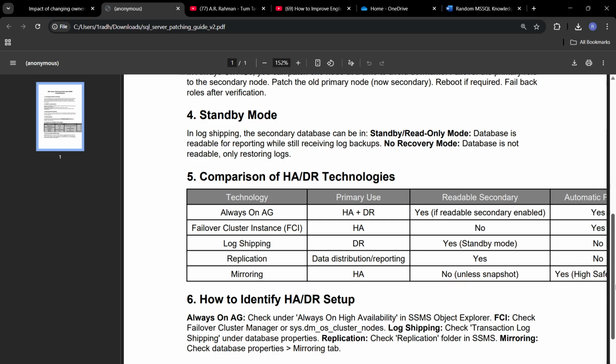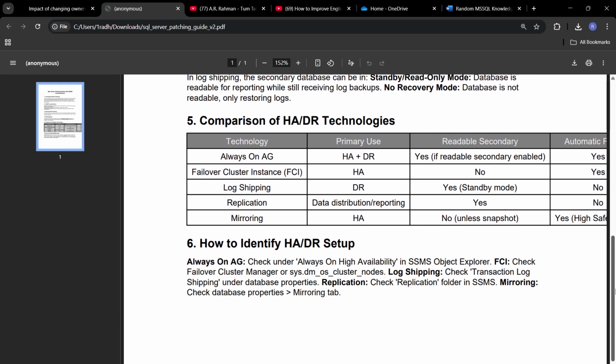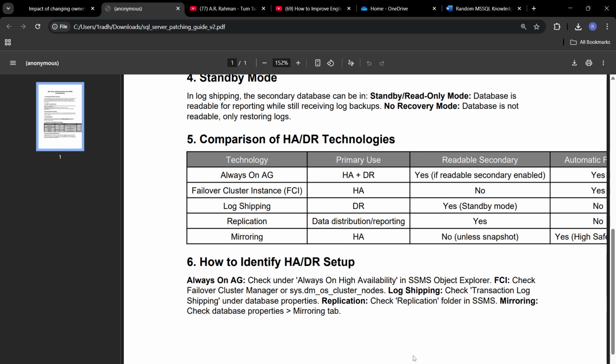For replication, you need to check the Replication folder in SSMS. And for mirroring, you need to go to the database, Properties, and the Mirroring tab. Okay, if the database is in mirroring mode, then you will get the information about where the secondary server is and what the name of the secondary server is. If not, then mirroring is not enabled for that database.